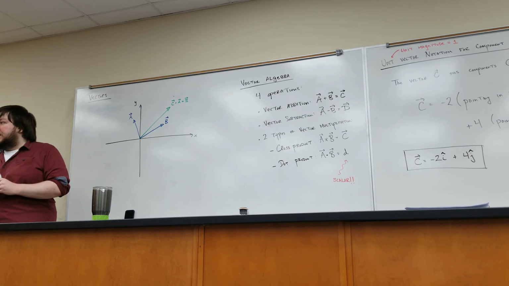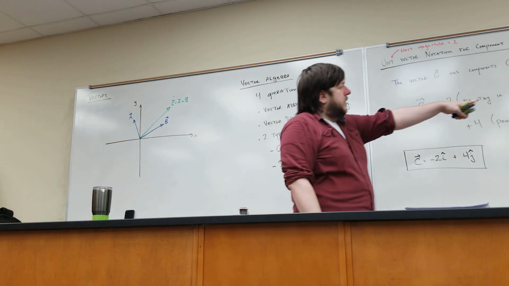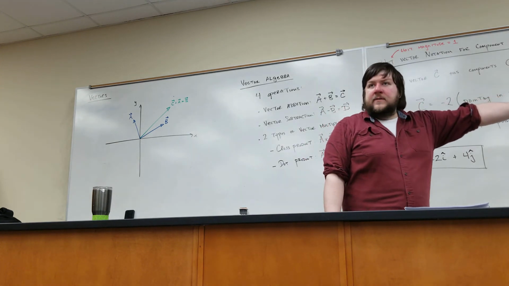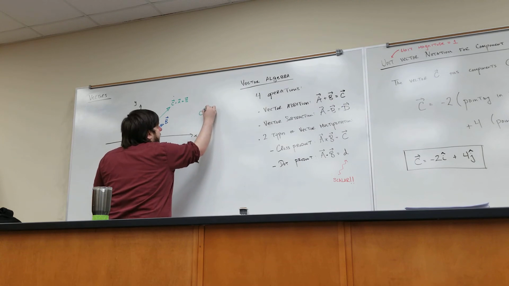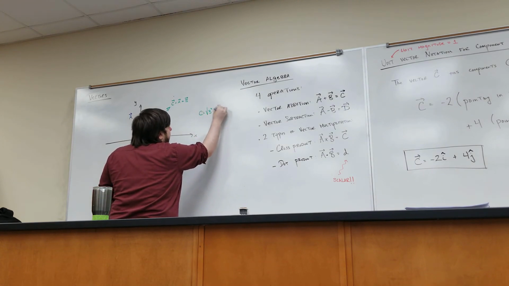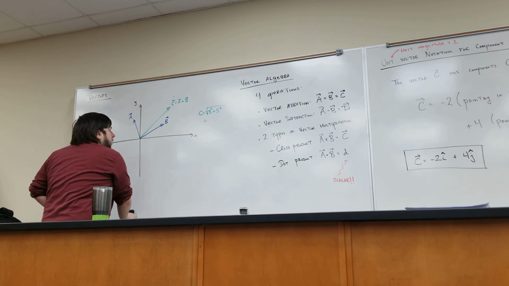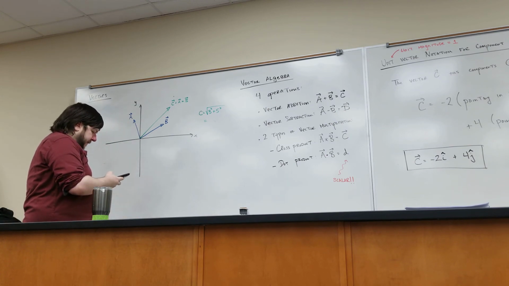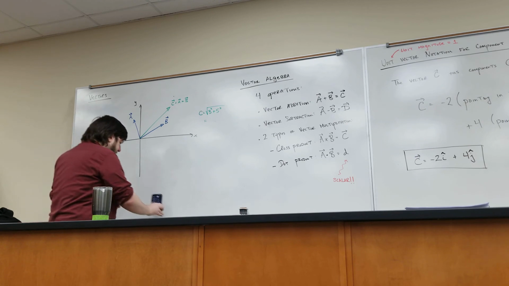Magnitude is always going to be found by using the Pythagorean theorem. What's the x component of C? 3. What's the y component of C? 5. So C will have a magnitude of the square root of 3 squared plus 5 squared, 9 plus 25, which is 34. That's 5.83.